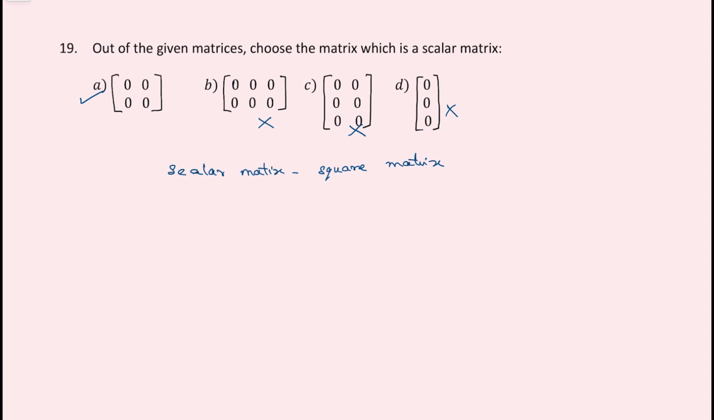Okay. Now scalar matrix definition is the diagonal element should be the same constant C, it can be any real value. Whereas the non-diagonal elements should all be zeros. Okay, this is the definition of a scalar matrix. Here, the diagonal element, the constant is also zero. Therefore, the answer is A. A is the scalar matrix.